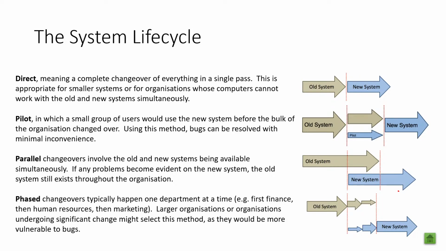Parallel changeover, two systems at the same time. Problem with that, lots of resources needed, lots of processing. Then we've got phased changeover, where we phase the old system out, bring the new system in.